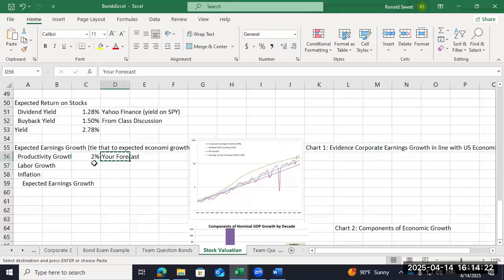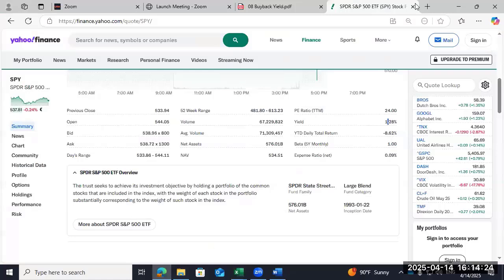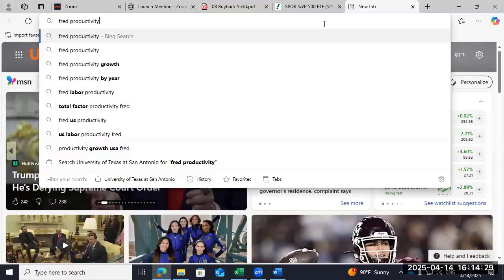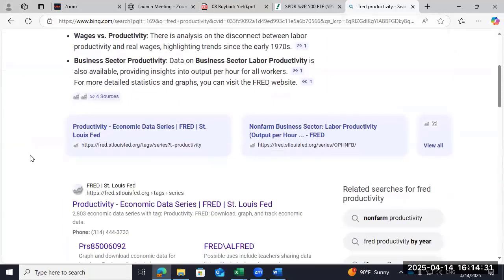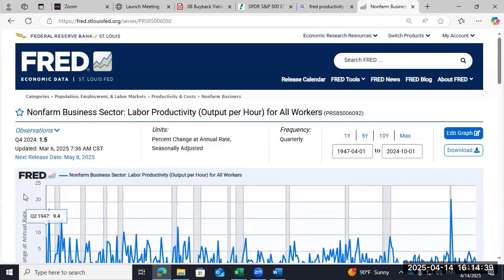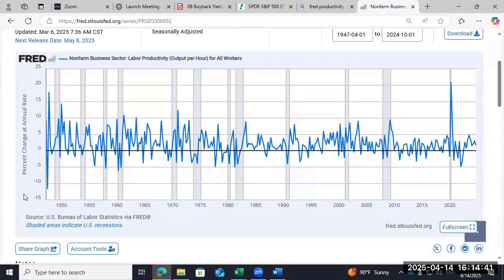Labor growth, again, it's your forecast. So when you look at these, you can do FRED productivity. And FRED will give you these numbers. So if you want to do a chart like that in your paper to show, COVID really messes these up. That number is completely fictitious, but you can look at the numbers and just see it's been very volatile, but you can kind of tell from this chart that it's come down.